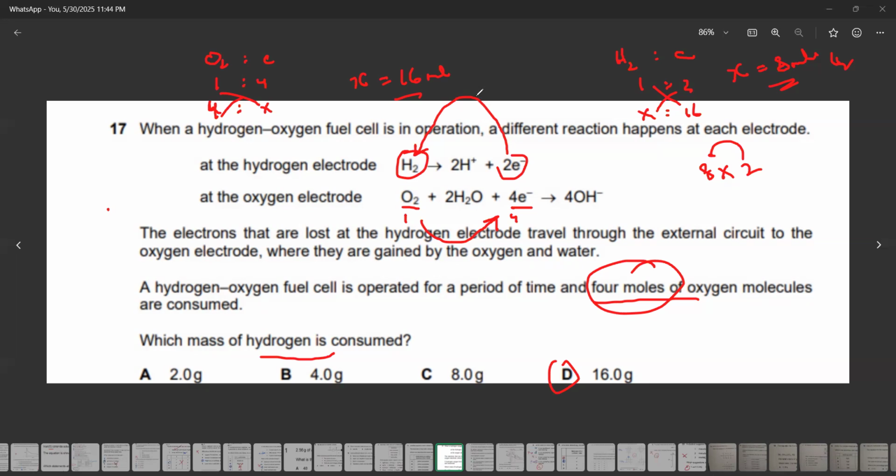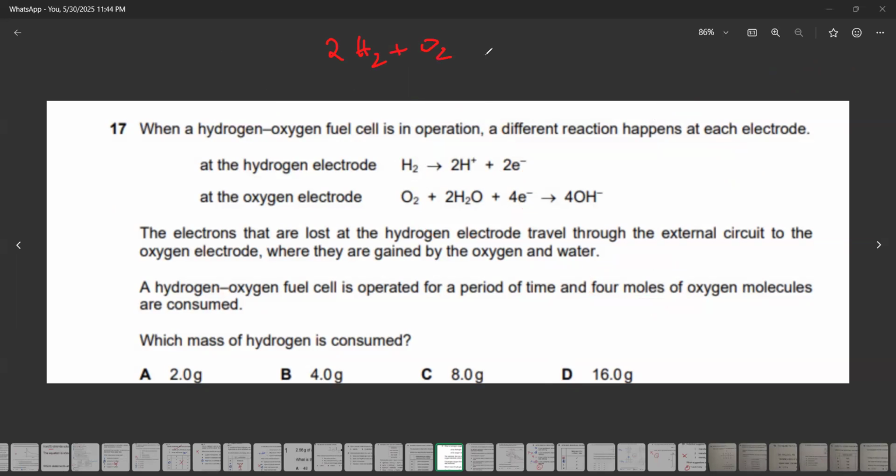The second way, you can have a direct equation between the hydrogen and oxygen and you'll get the same result. This is the equation for a fuel cell. According to the equation, 2:1 is the ratio. If I have 4 moles of oxygen, how many moles of hydrogen? X. Cross multiply. So how many moles of hydrogen are there? 8 moles of hydrogen.